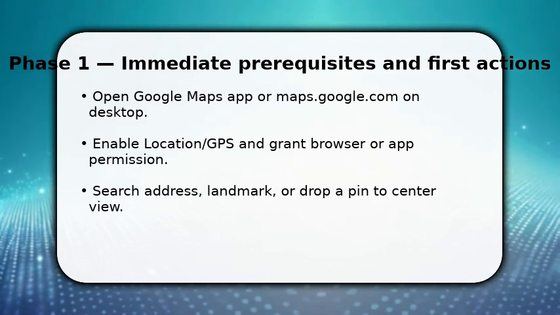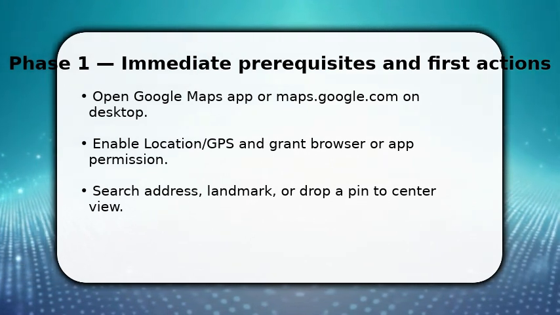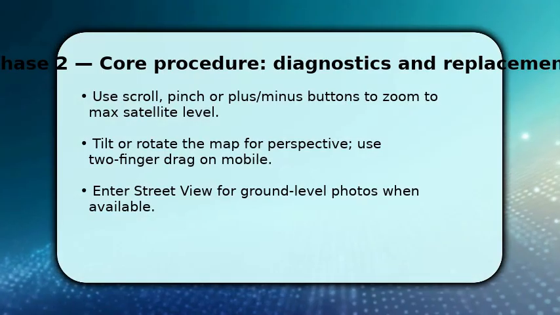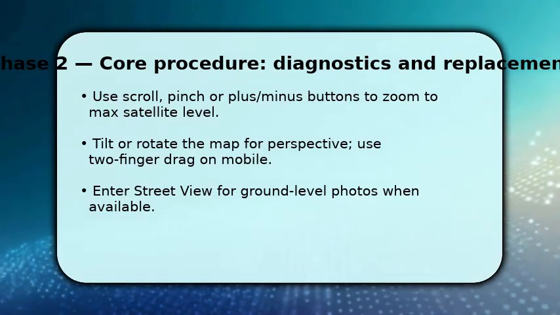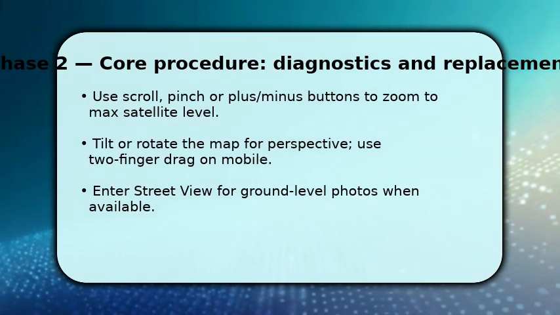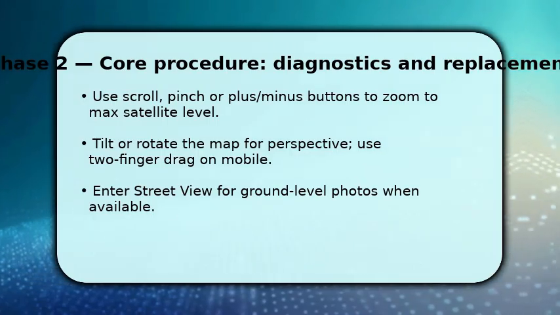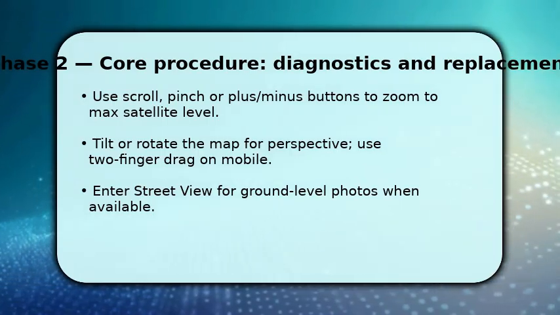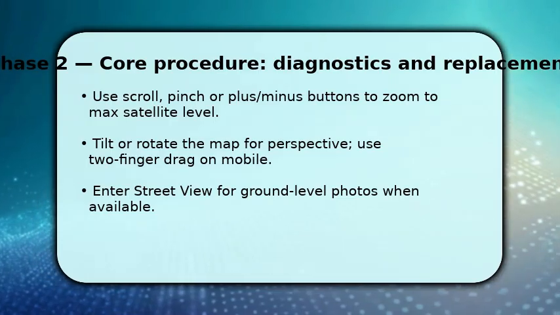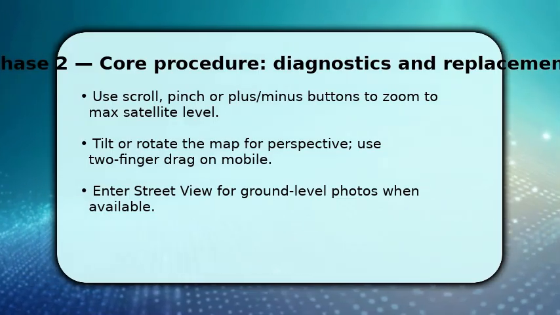You now zoom in incrementally, using pinch on mobile or scroll on desktop to reach the highest satellite magnification. Once zoomed, tilt the view to reveal building sides. On desktop, press Ctrl and drag. On touch, use 2 fingers. Rotate the map so facades align with your view. This helps identify house features.